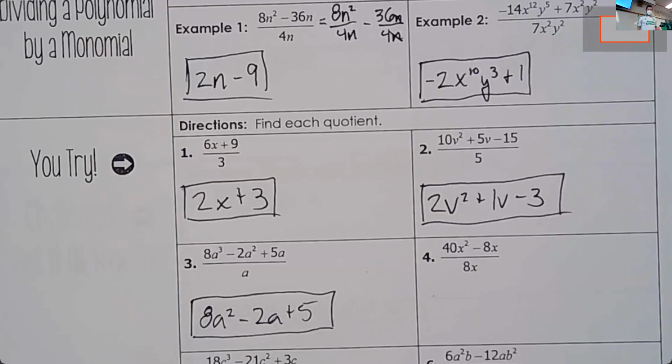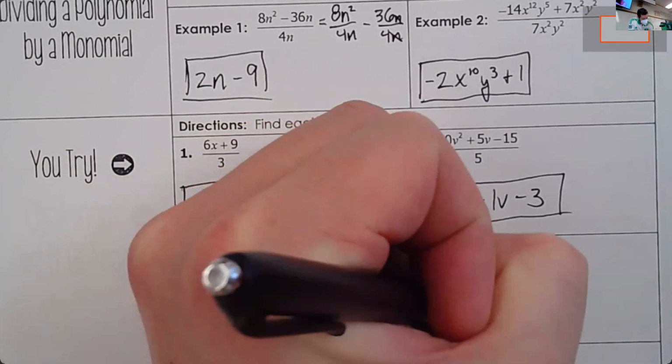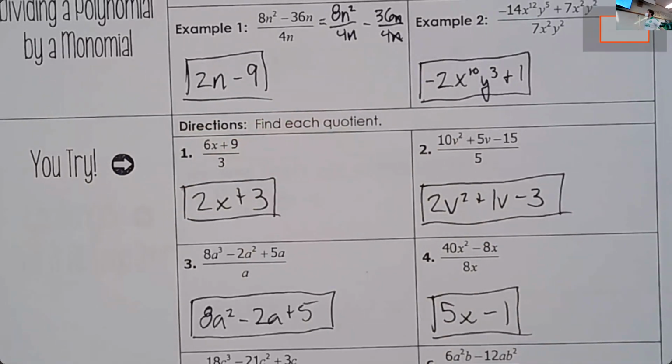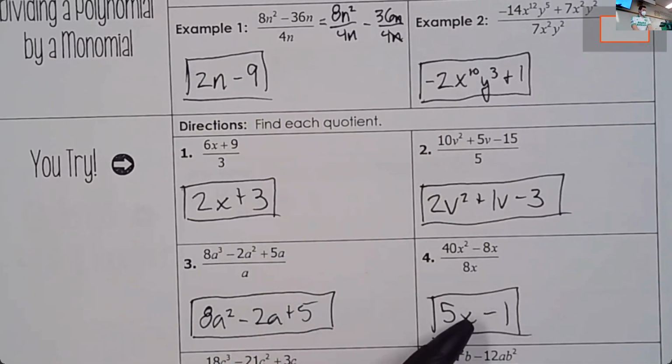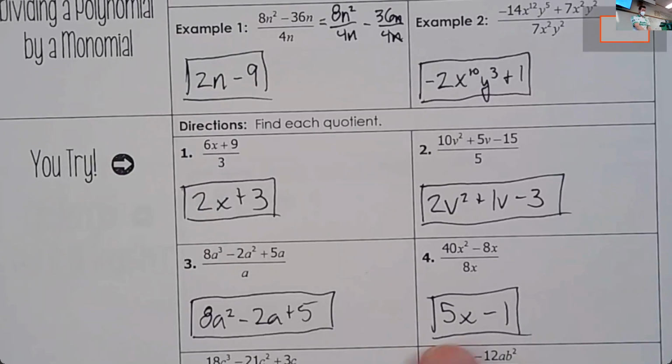All right. How about number 4? What do you think about number 4? Let's try that one. What do you see? 5x minus 1. Good. The answer to number 4 is 5x minus 1. 40 divided by 8 is 5. x squared divided by x, take away one of the exponents, you're left with 1 left, so x. Negative 8 divided by 8 is negative 1, and the x's cancel out, so it's just 5x minus 1.